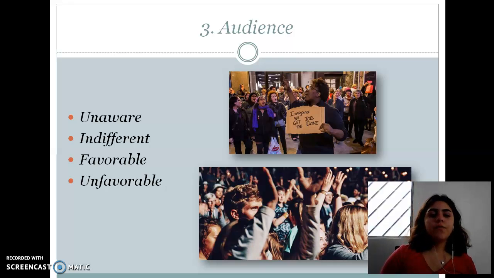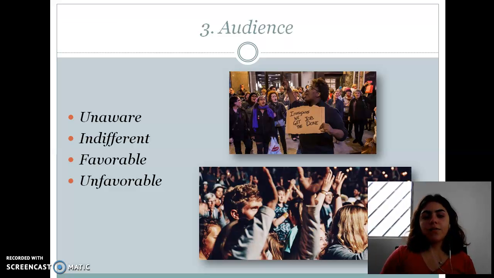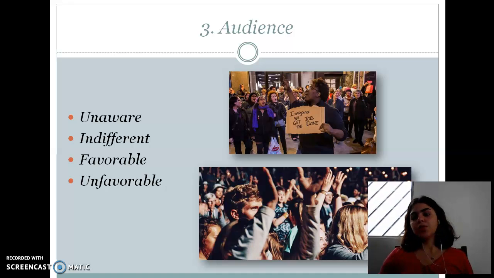So there are 4 different types of audience. These are the main ones. Of course, there are more, but these are the main: unaware, indifferent, favorable, and unfavorable. All of them have a lot of characteristics. With the favorable, you have a good audience, and they receive the message well. An example of the indifferent is someone who doesn't care about what you're talking about.